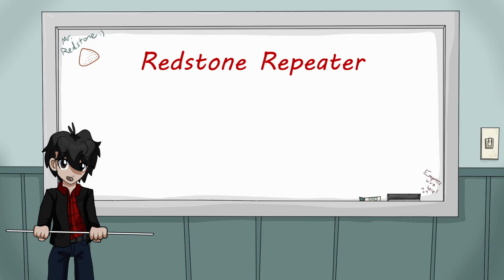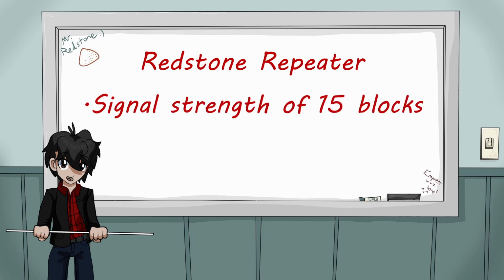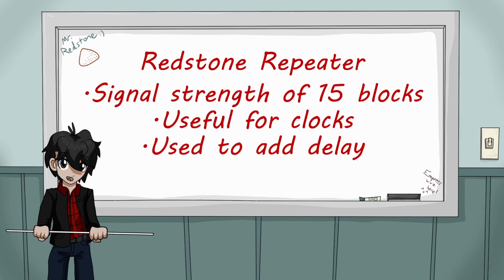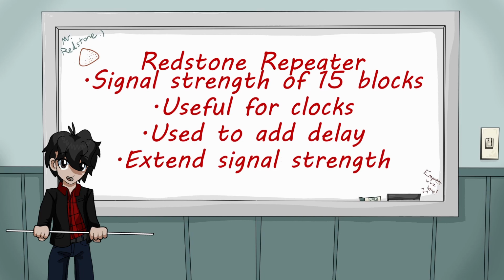So to recap, the redstone repeater has a signal strength of up to 15 blocks. It is commonly used in redstone clocks, and it is commonly used to add delay into contraptions and things like that. And it can also be used to extend the signal strength as well.